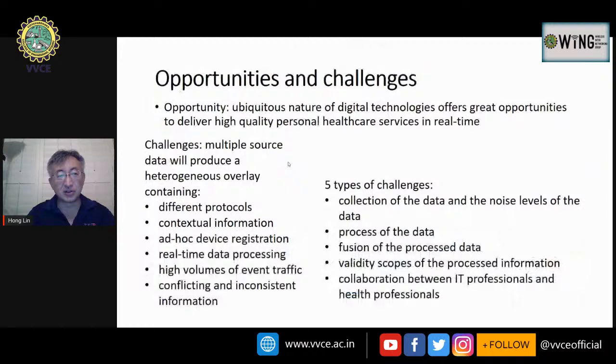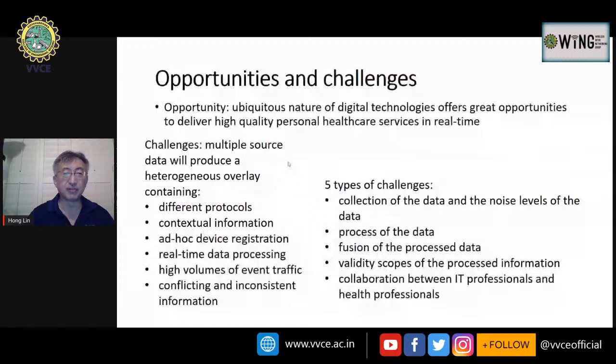So this comes with opportunities and challenges together. This gives us the opportunity to develop some kind of integrated system such that the system can help ensure a high quality personal healthcare system, and also such a system can satisfy different demands for different applications. For example, we may be able to address the real-time needs from the person.